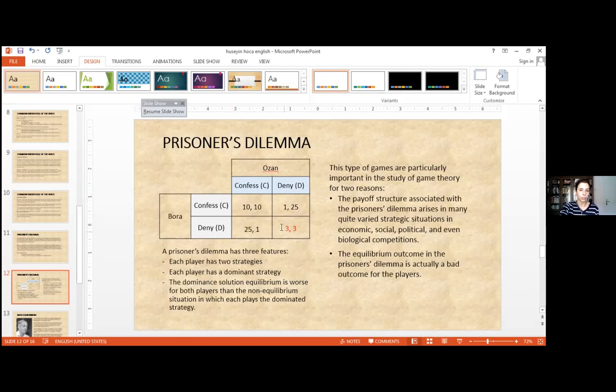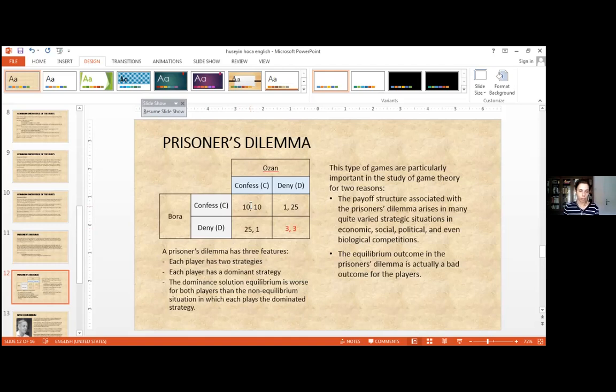However, if both deny, then he will get 3 years in jail. By the way, I'm so sorry that these are written all wrong. This is denial and this is confess. So confessing is the dominant strategy here, because no matter what Ozan chooses, Bora gets a better payoff by confessing. Even though the payoff is better if they both deny, they will get 3 years in jail. However, they both confess, and the Nash equilibrium happens in this confess part.